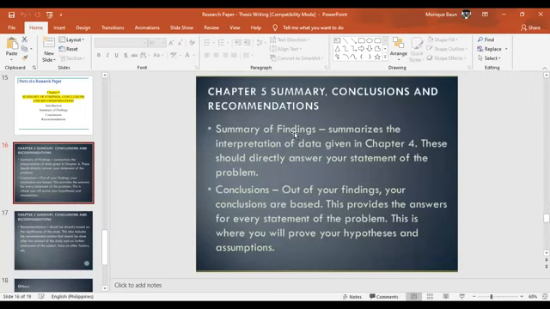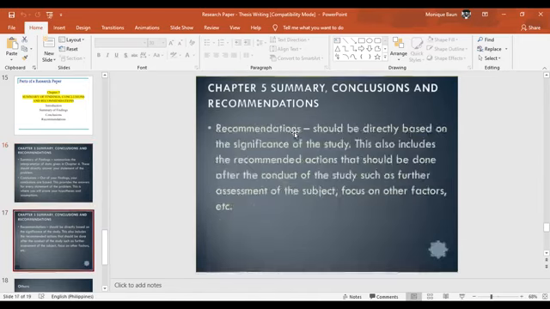Then the next one is conclusions. Your conclusions are based on your findings. This provides the answers for every statement of the problem. This is where you will prove your hypothesis and assumptions.